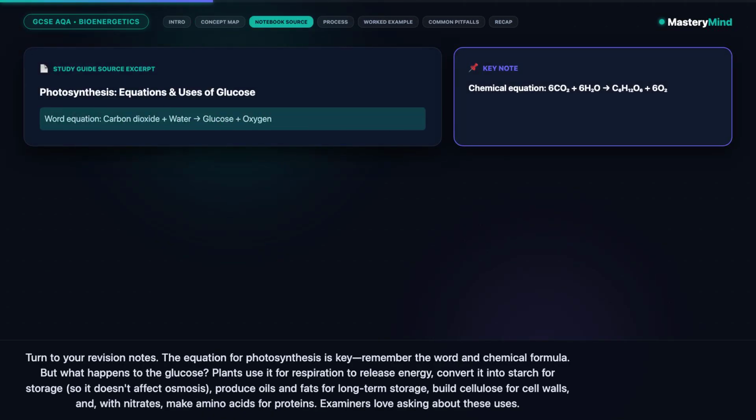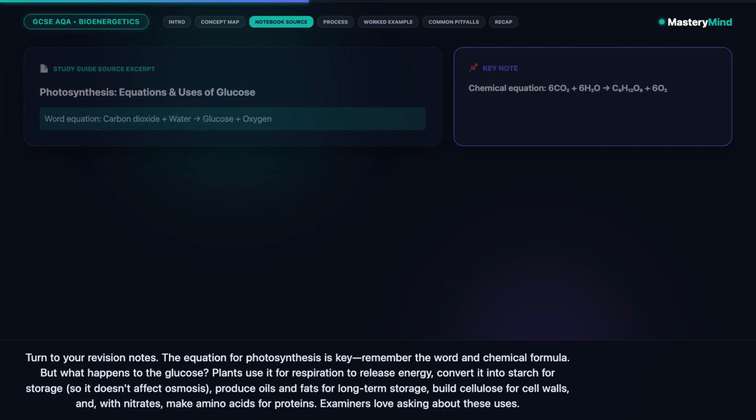Turn to your revision notes. The equation for photosynthesis is key. Remember the word and chemical formula. But what happens to the glucose? Plants use it for respiration to release energy, convert it into starch for storage, so it doesn't affect osmosis, produce oils and fats for long-term storage, build cellulose for cell walls, and, with nitrates, make amino acids for proteins. Examiners love asking about these uses.